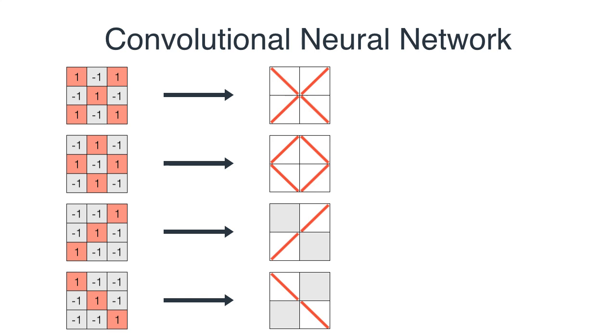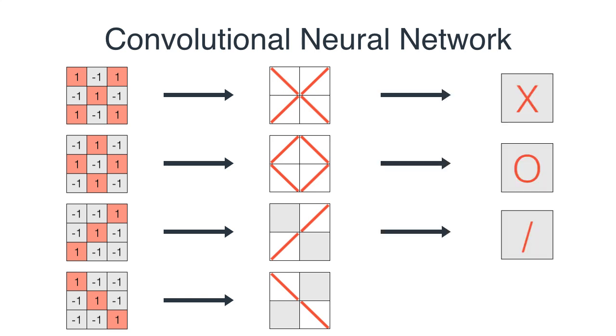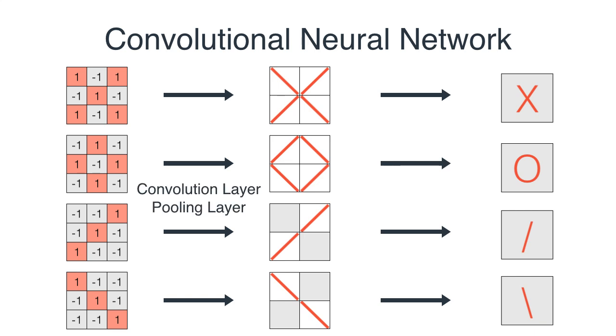And then we're going to take another step to turn this into an X, this into an O, this into a forward diagonal, and this into a backwards diagonal. This process I will explain later; I'm just giving you an idea. The first part is called a convolutional layer together with a pooling layer. And the second one is called a fully connected layer. The convolutional pooling layer breaks the image into smaller pieces. And then the fully connected layer takes those pieces and reads them, using logic to figure out which combination of pieces is which letter.